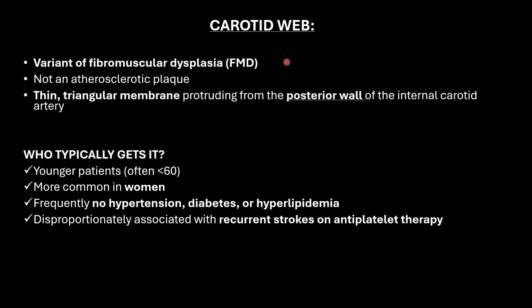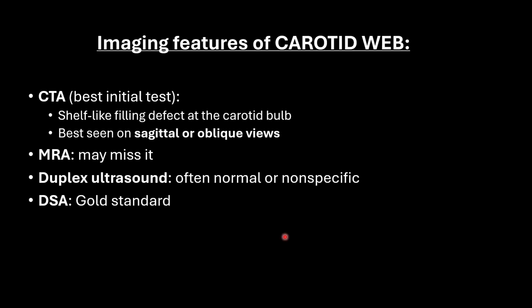So what is a carotid web? Basically, it is a variant of fibromuscular dysplasia. It is not an atherosclerotic plaque. As in our case, it is a thin triangular membrane usually arising from the posterior wall of the internal carotid artery. It's typically seen in patients who are less than 40 to 50 years, more commonly in women. Frequently there is no history of hypertension, diabetes, or hyperlipidemia, but nowadays they say hypertension is also one of the causes of carotid web. It is disproportionately associated with recurrent strokes despite antiplatelet therapy.